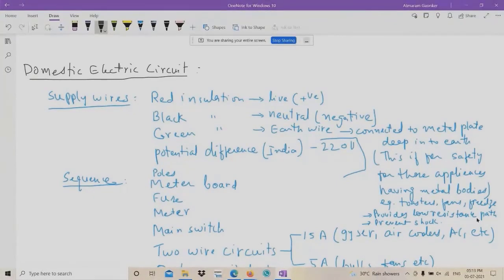It provides a low resistance path for the flow of current. That means if the metal part is electrocuted, then the current will pass into the earth instead of flowing through us into the earth, and we are protected. It will prevent us from getting a shock. So that was about the green wire. And the potential difference or supply voltage in India is 220 volts.